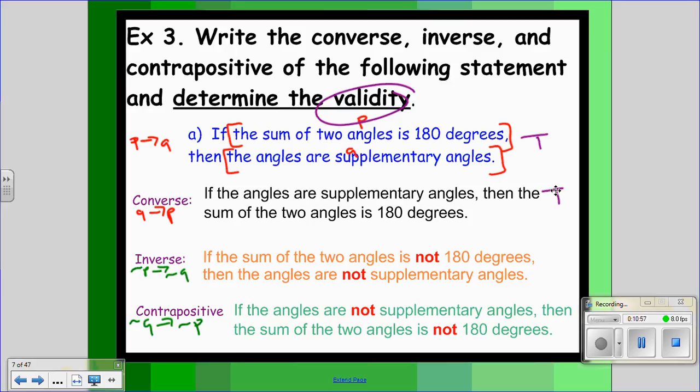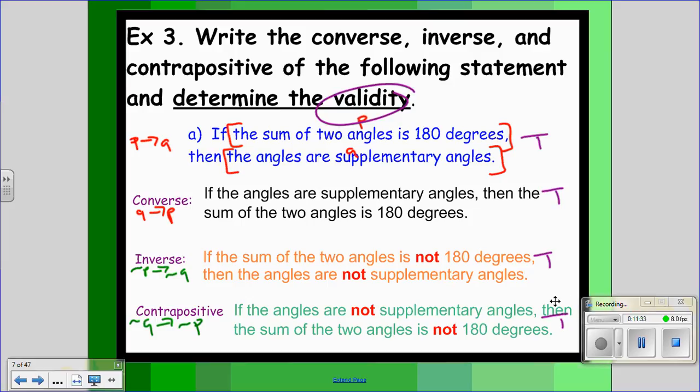The inverse says, if the sum of the two angles is not 180 degrees, then the angles are not supplementary. That is also true because, again, the original statement said if they add up to 180, then they're supplementary, and we said that was true. So obviously, if they don't add up to 180, then they won't be supplementary. And the last one, the contrapositive. If angles are not supplementary, then the sum is not 180. Again, that is true.